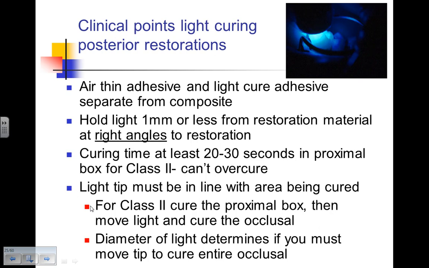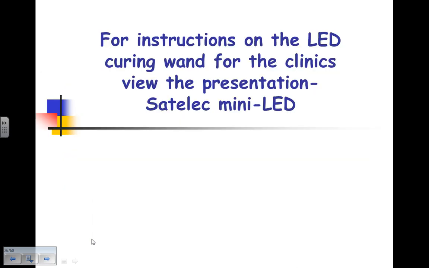For a class 2, cure the proximal box, then move the light and cure the occlusal for a molar. The diameter of the light determines if you need to move the tip to cure the entire occlusal and proximal surfaces. You'll be receiving instructions on the LED curing wand for the clinics, our plug-and-play Sadilec mini LED, when you enter the clinic.